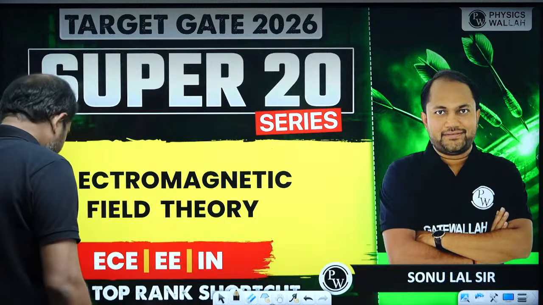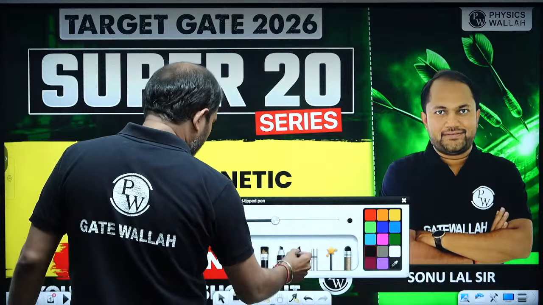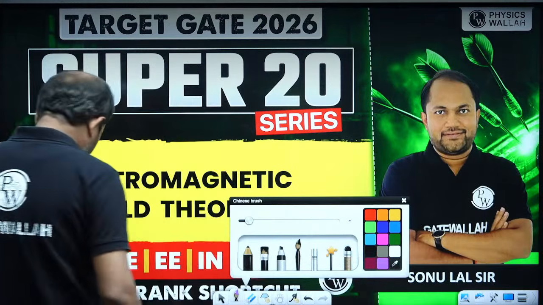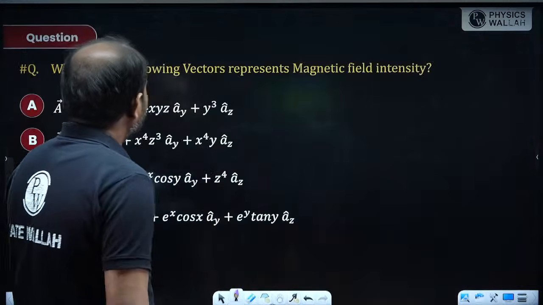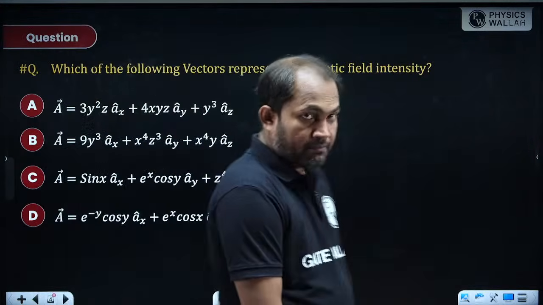Hello everyone, good afternoon. So we are going to start electromagnetic field theory, 20 important questions. So first question is, which of the following vectors represent magnetic flux density?